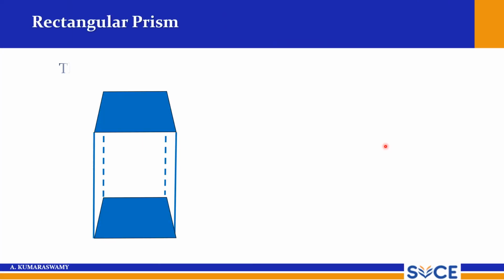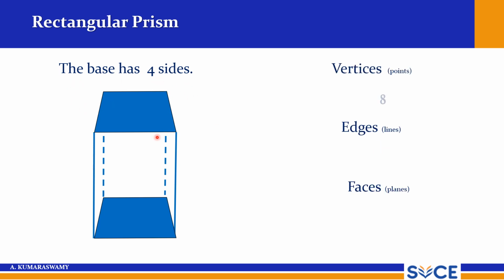Here, the rectangular prism: the base has four sides, and vertices are 8, edges are 12, and faces are 6.